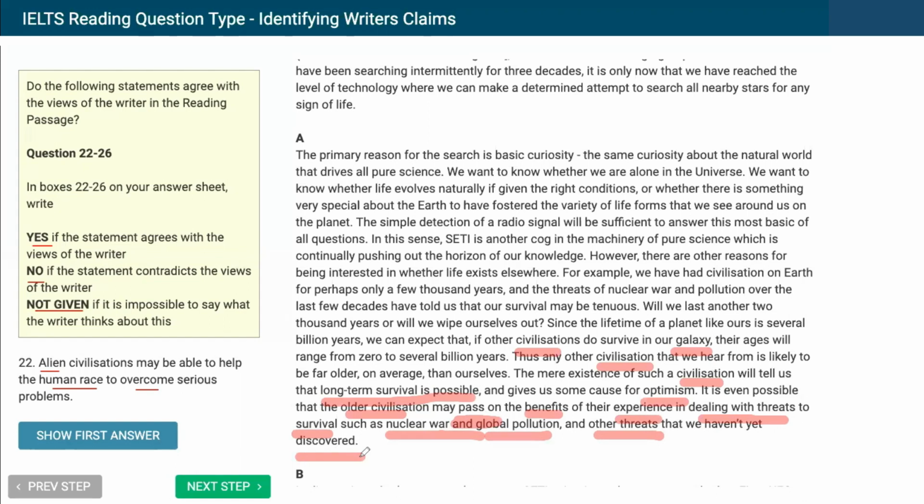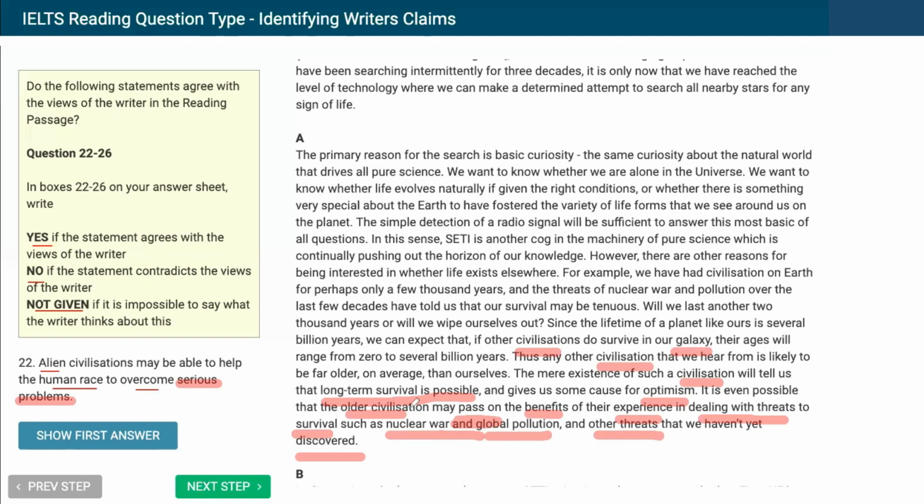Okay, so this area is definitely the correct area. It's very difficult because alien was not explicitly mentioned, but a different civilization and SETI and extraterrestrial were all mentioned in this paragraph. So this is the right place to be. Notice how it doesn't explicitly say problems, and I wasn't expecting it to say problems. It gives you examples. So it says nuclear war, global pollution, and other threats. These are all examples of serious problems. You see what I mean? It's not explicitly stated, but with a good scanning and skimming technique, you can find this information.